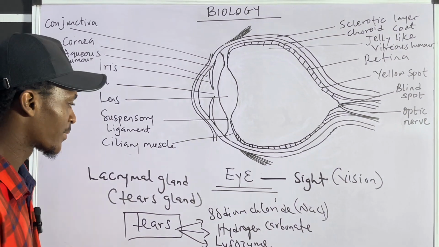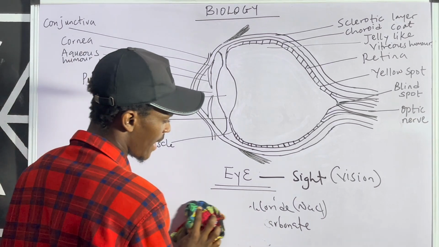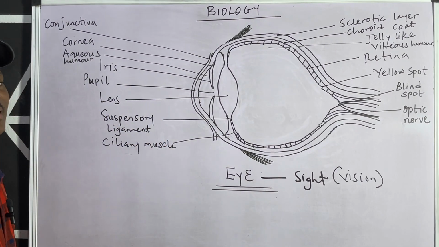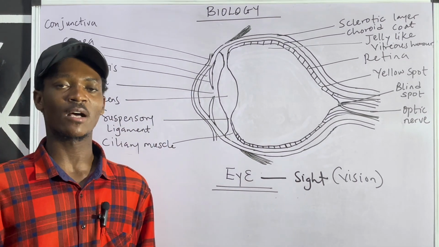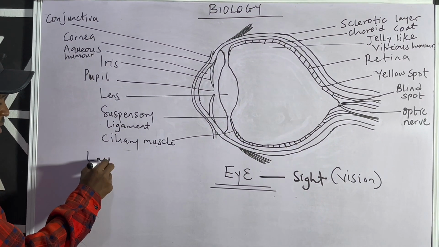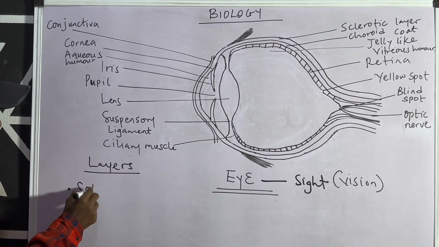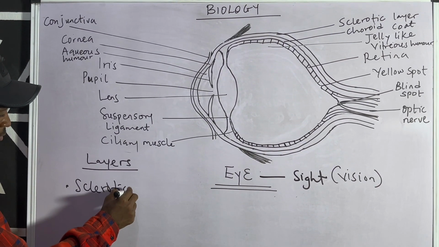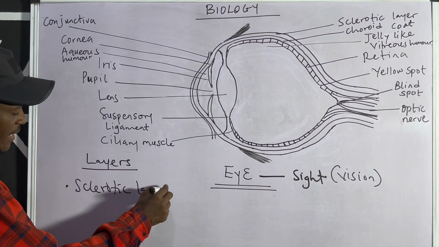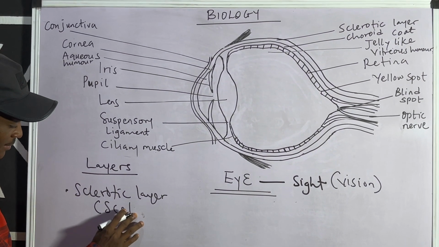Don't forget that. Then let's quickly look at the layers of the eyes. What are the 3 main layers of the eyes? For those that will be writing exam, be very, very focused now. We have three main layers of the eyes. And what are they? We have the sclerotic layer, which is known to be the outermost layer. Another name for this, you can just go with sclera.